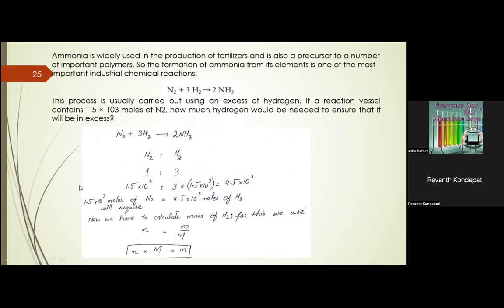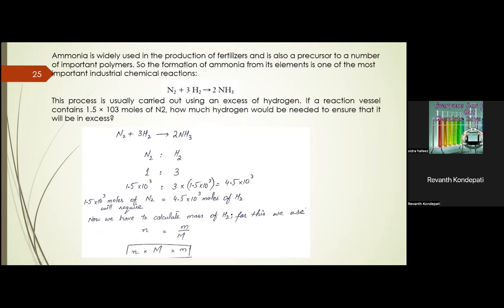Now, another problem. Ammonia is widely used in the production of fertilizers and is also the precursor to a number of important polymers. So the formation of ammonia from its elements is one of the most important industrial chemical reactions, and ammonia is normally produced by Haber's process, a very famous procedure for the synthesis of ammonia, and we will discuss the complete structural diagram of this Haber's process in the further semesters. Nitrogen reacting with hydrogen to produce ammonia. This reaction is usually carried out using excess of hydrogen. If a reaction vessel contains 1.5 × 10^3 moles of nitrogen, how much hydrogen would be needed to ensure that it will be in excess?